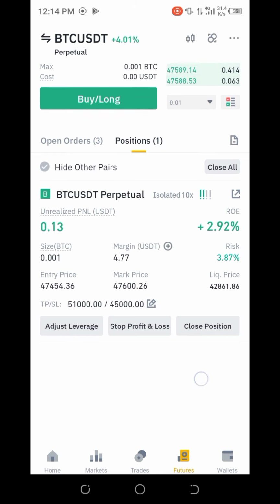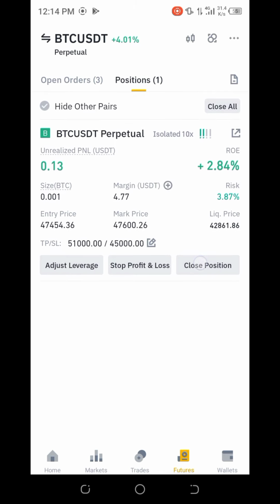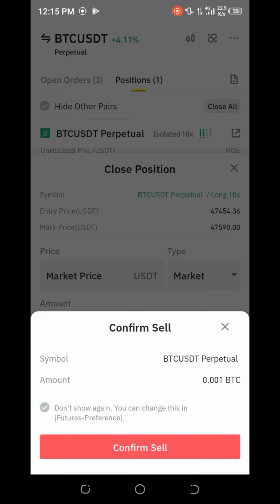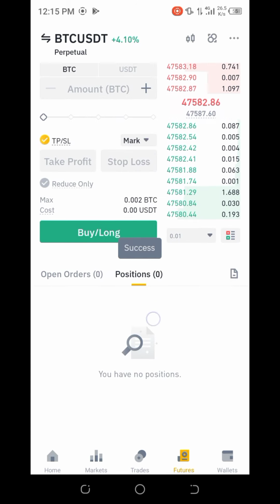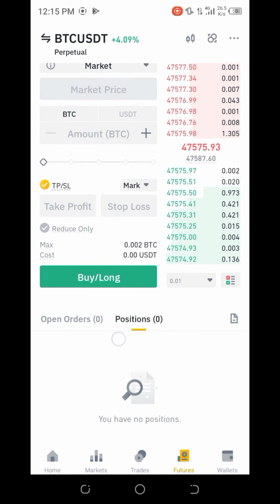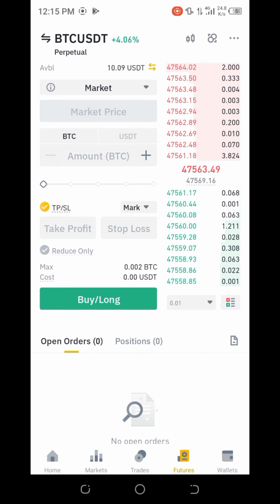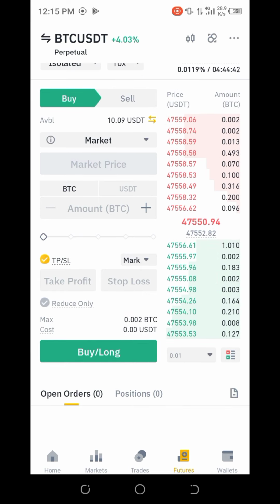When I close it, you click on this close position here, and then you close the market, you confirm it, and then you are selling it. And then the position, as you can see here, is now closed. If you come to open orders, you will not find anything, because I opened those orders based on the market, that very position that I had here. So this is how it works.